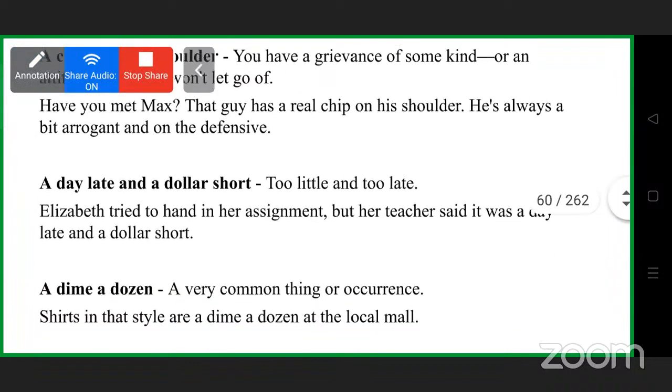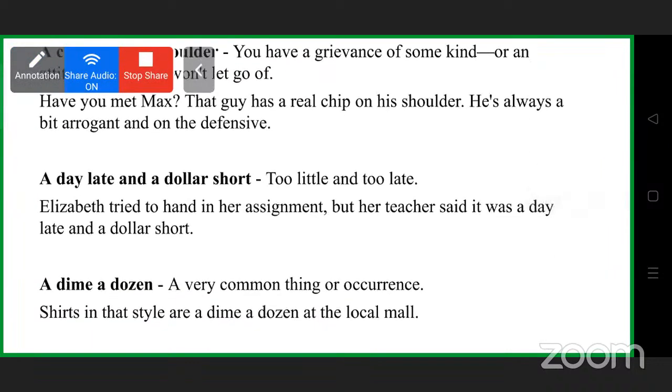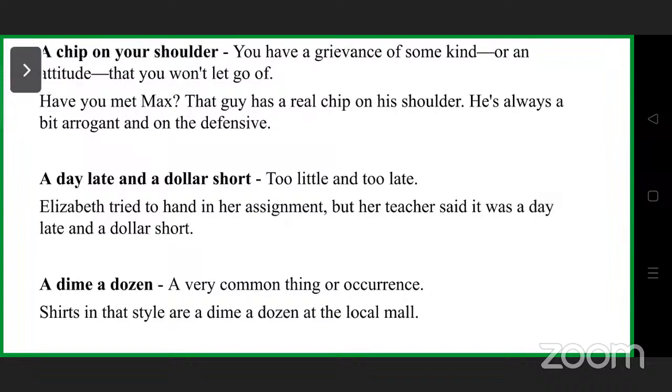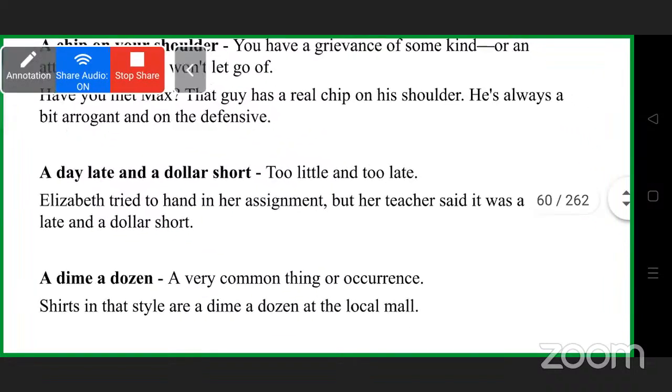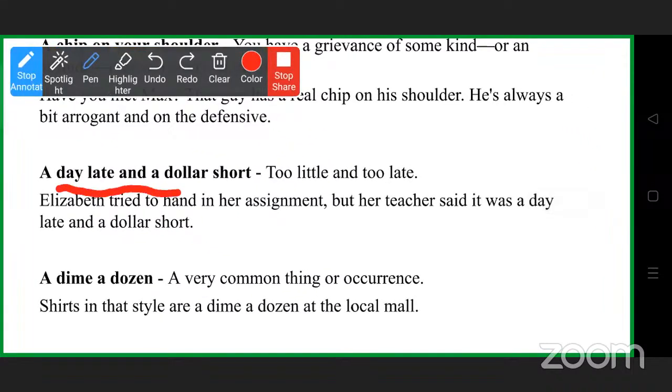You can use this here: a day late or a dollar short. Oh nice. A day late or a dollar short. Too little, too late. We would say too little, too late. When it is very late, too little, too late.